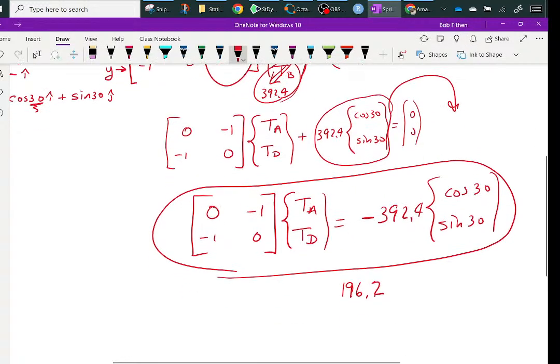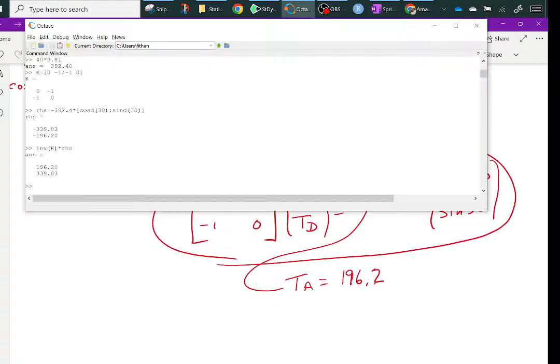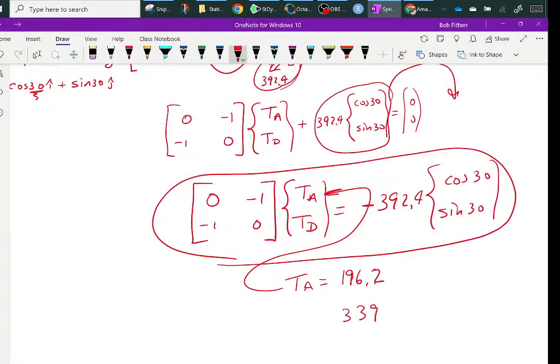196.2, and that's the first entry. Since it's the first entry, it matches up with this one, and 339.83 is TD.